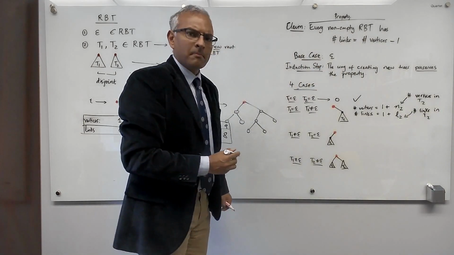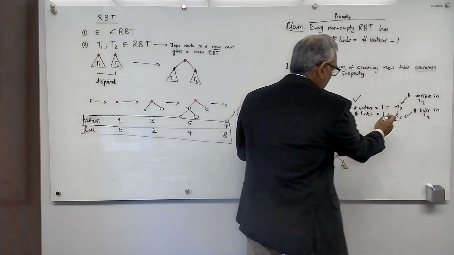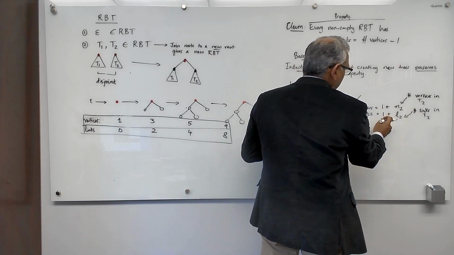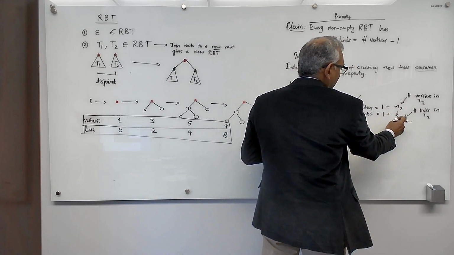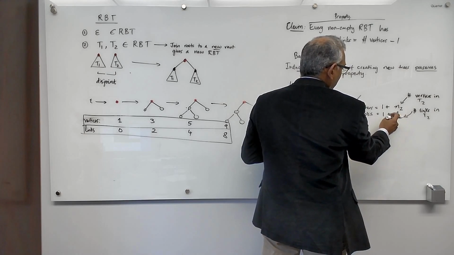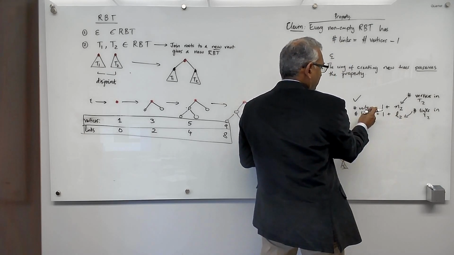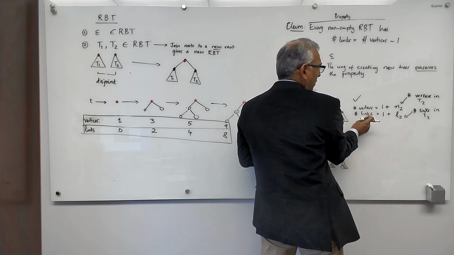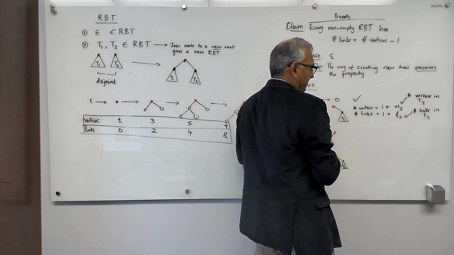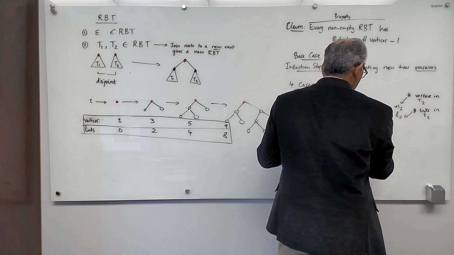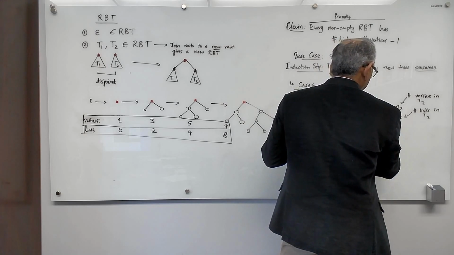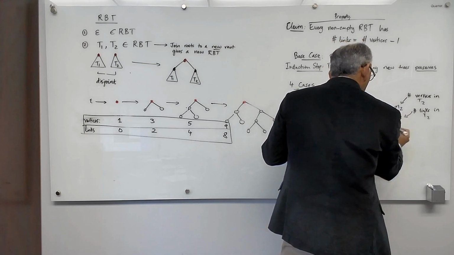So I want to show that the number of vertices is equal to 1 plus the number of links. That is, I want to show that 1 plus N2 is equal to 1 plus L2 plus 1.